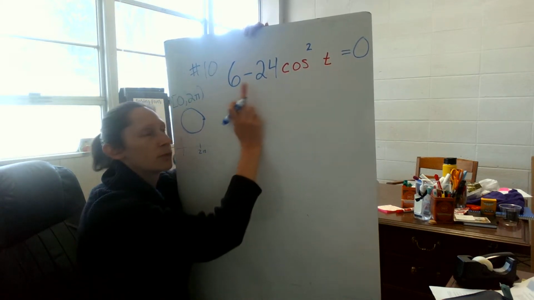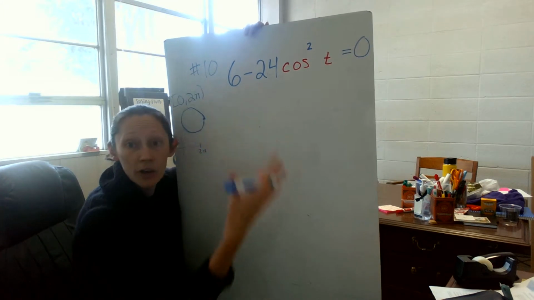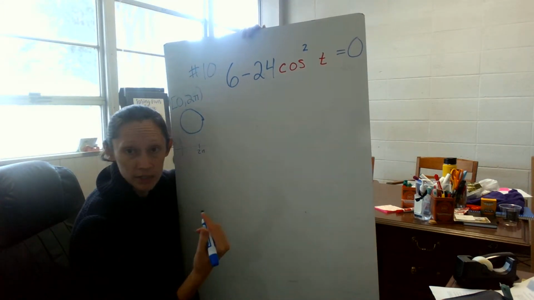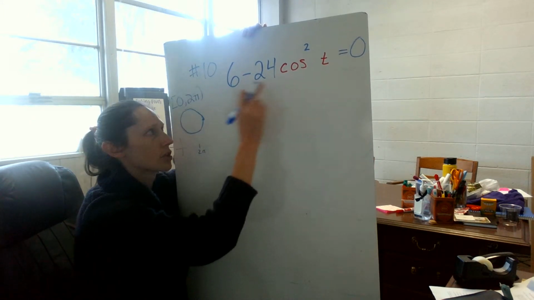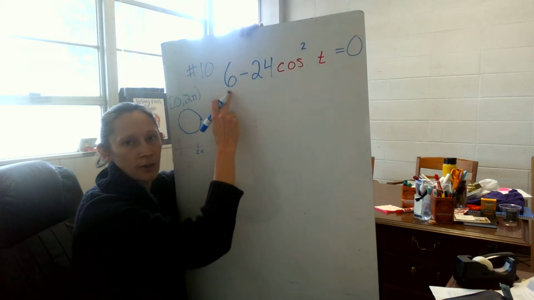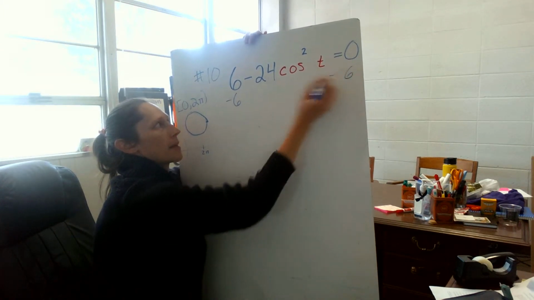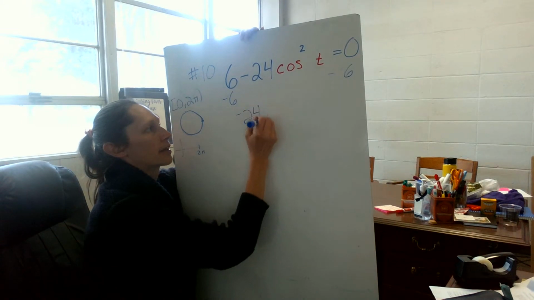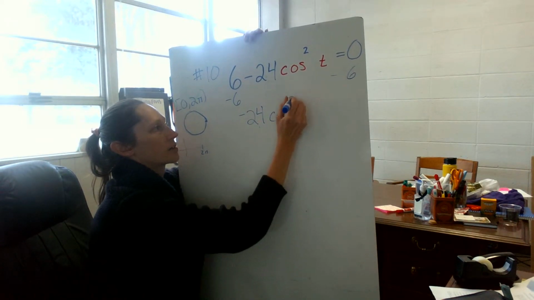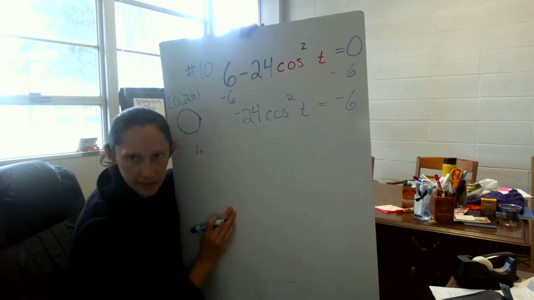So that means I need to move the 6, the negative 24, and the squared. I need to undo all those operations. So let's start with that, right? Think about if that was just one variable. What would you do first? Well, you'd move away the furthest thing from that variable, which is the 6. So subtract 6 from both sides. 6 minus 6, those cancel. On the left-hand side, I'm left with negative 24 cosine squared t. And on the right-hand side, 0 minus 6 is negative 6.